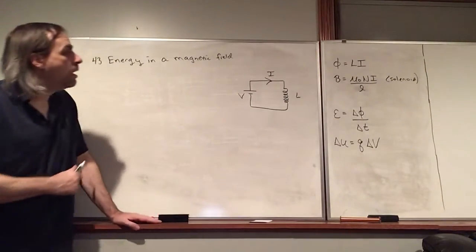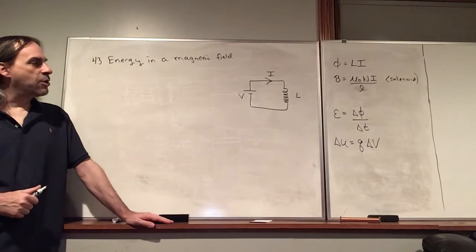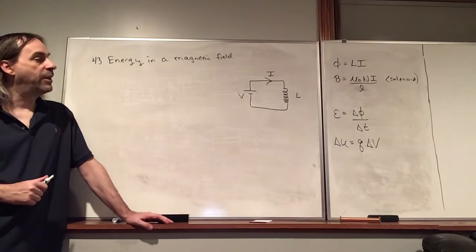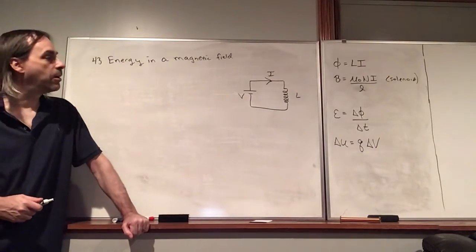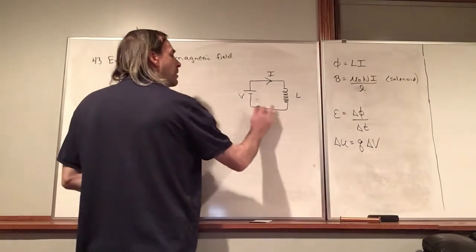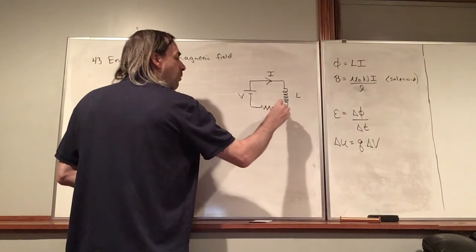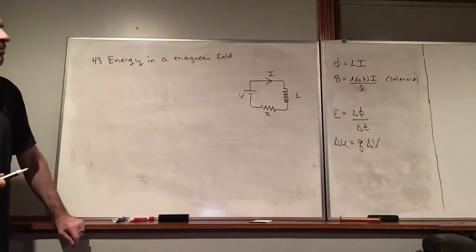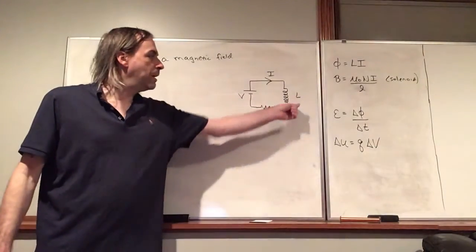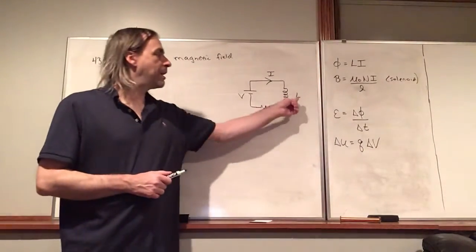Okay, so we're going to talk about the energy stored in a magnetic field today. So I drew a very simple circuit here. I should probably add a resistor because every circuit has one. Wires themselves have resistance. Okay, so we have a very simple circuit. We have a power supply, an inductor, and a resistor. So say this is an actual solenoid.